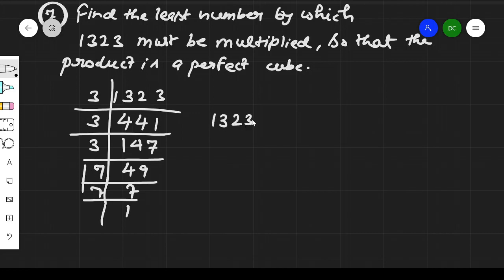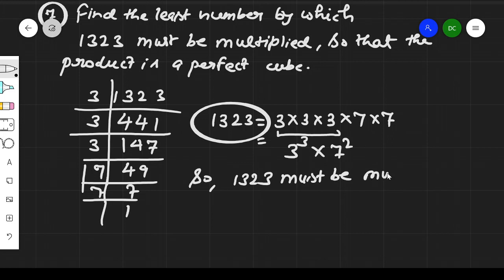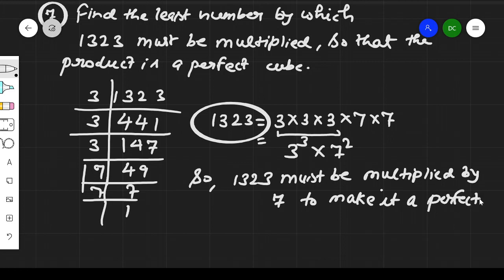1323 means we have got 3 multiplied by 3 multiplied by 3 multiplied by 7 multiplied by 7. As we can see, the triplet of 3 is there, but only 7 square is there. If we would have got one more 7, then it would have been a perfect cube. So, we can simply write that 1323 must be multiplied by 7 to make it a perfect cube. Okay. So, this way you will solve these kind of questions.